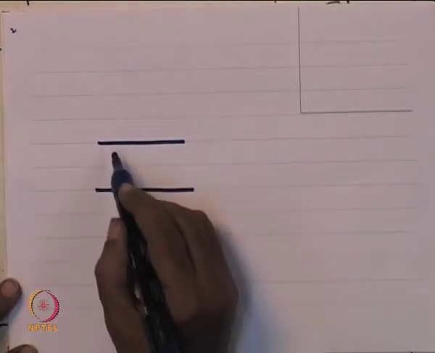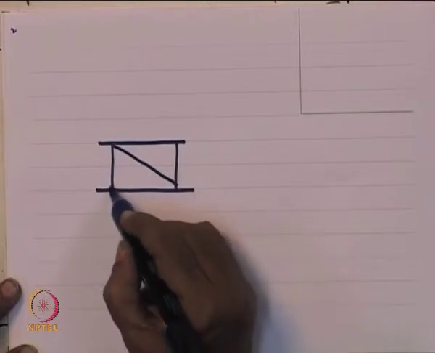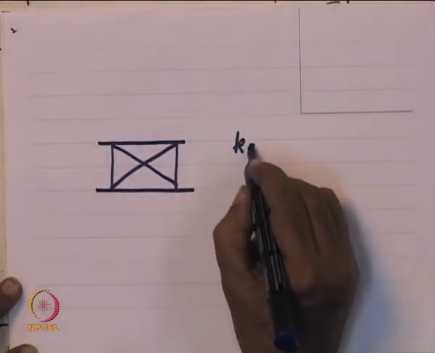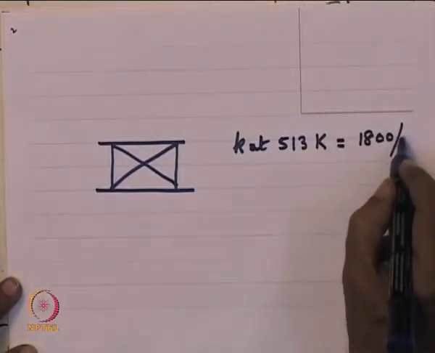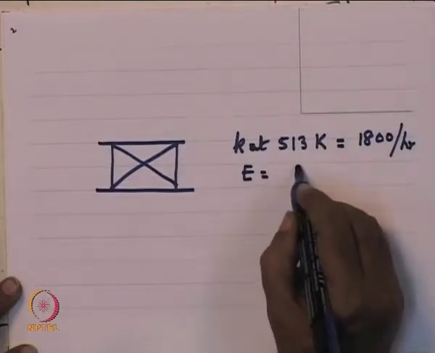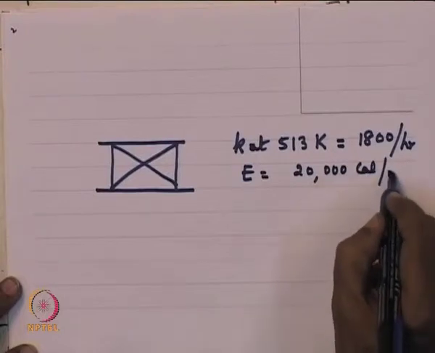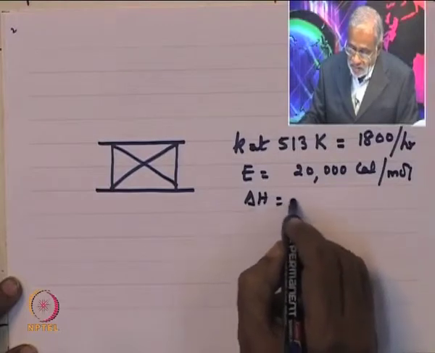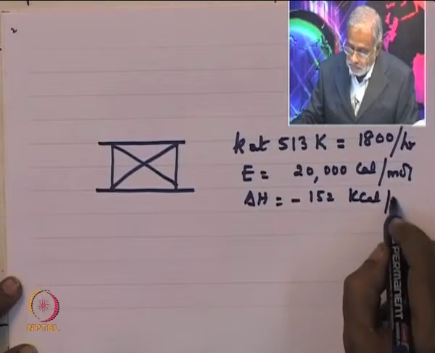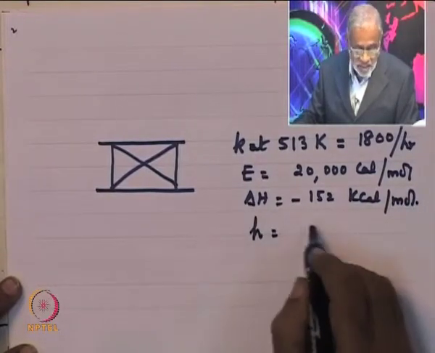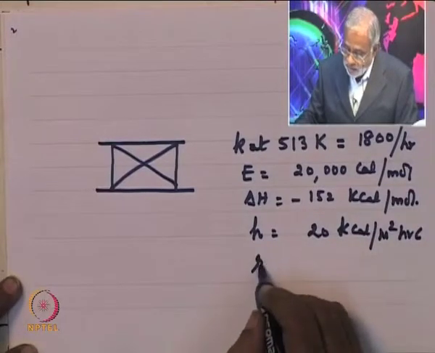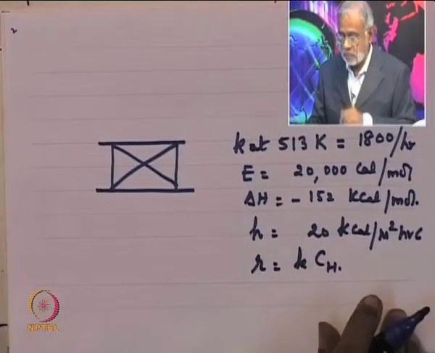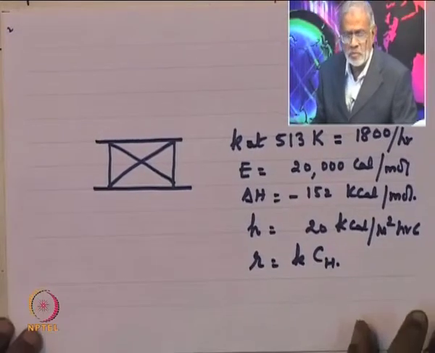To do this, let us consider a reaction equipment. Let us say it has a catalyst. I will just put down some numbers. Let us say the rate constant K at 513 Kelvin is 1800 per hour. Let us say the activation energy for this reaction is 20,000 calories per mole, and the delta H for this reaction is -152 kilocal per mole. For the gas phase reaction, the heat transfer coefficient is 20 kilocal per square meter hour C, and the rate function R is K times C H, some reaction. Right now it may not be so crucial what the reaction is.